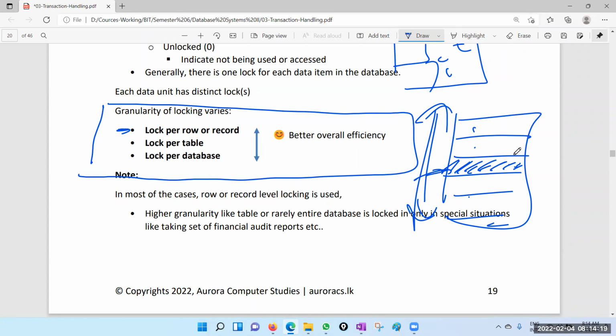That means other transactions cannot access that table. And the third level is you lock the entire database. Okay. So that means until you release the lock, others cannot do anything with the database.